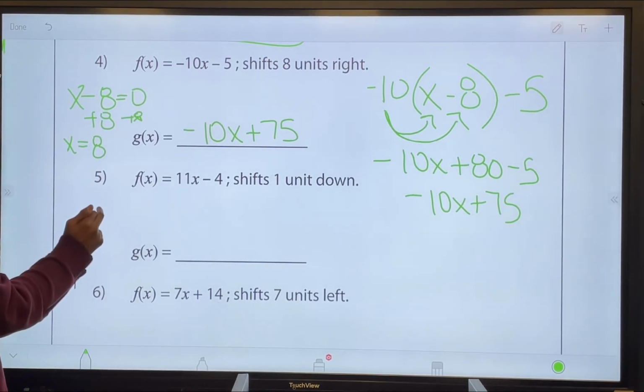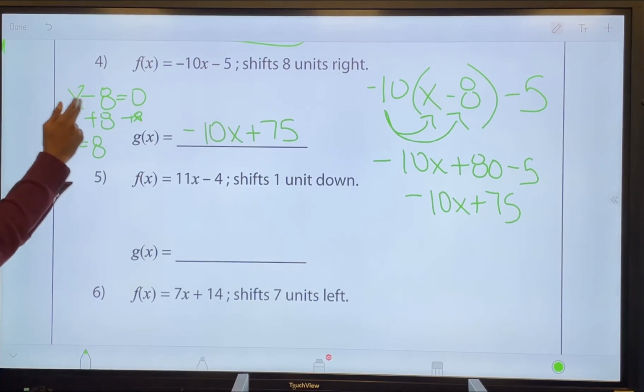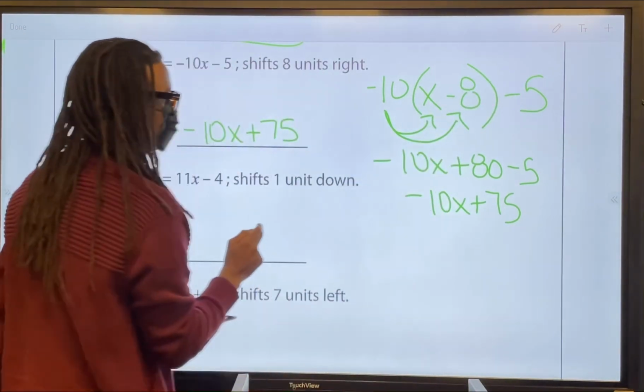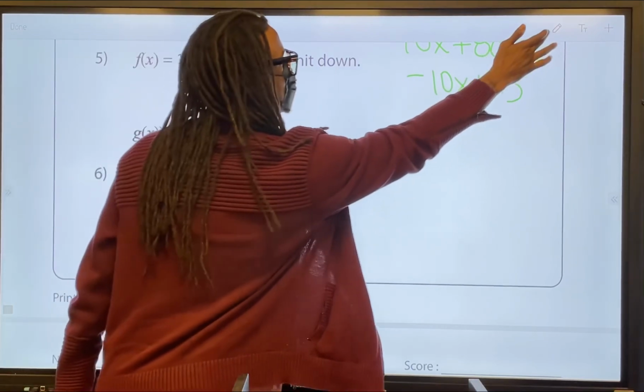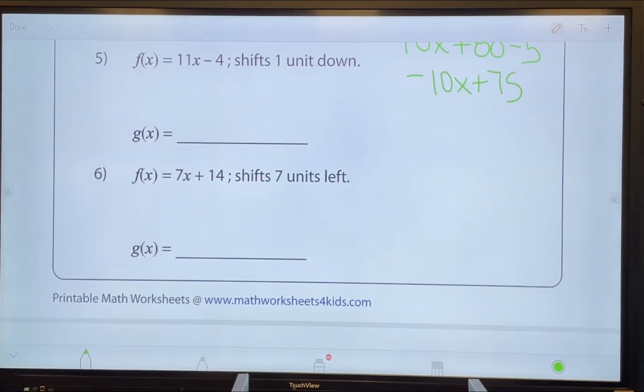All right, slide. You'll see it's going to make perfect sense when we start, because what's going to happen is we're going to have a graph. And the f of x is going to be the parent function, and they're going to say, shift to the right 8, and go up 7. And you're going to see.